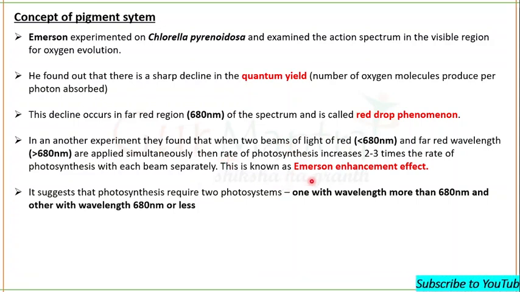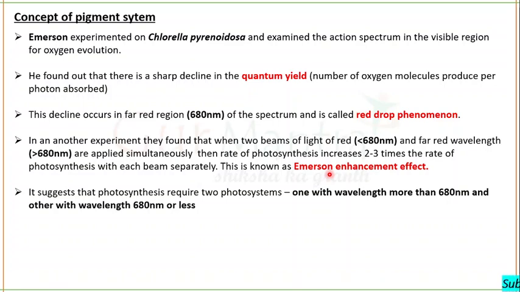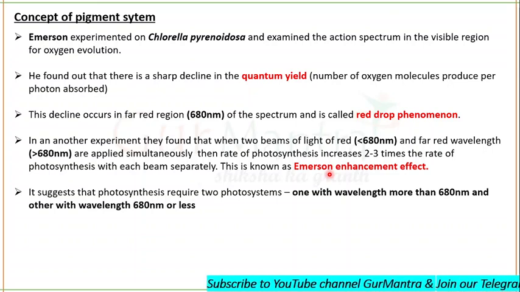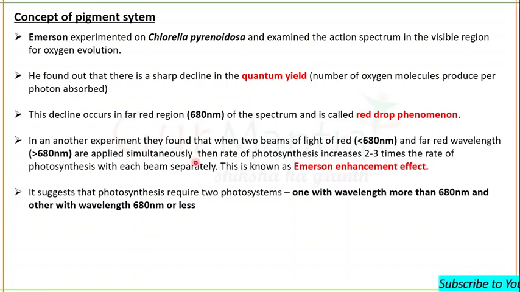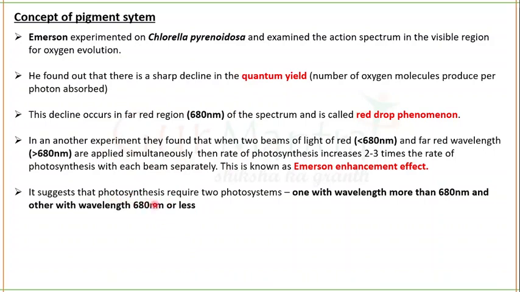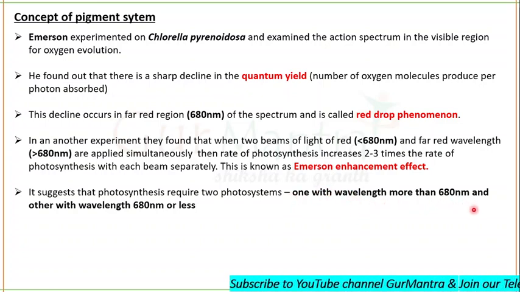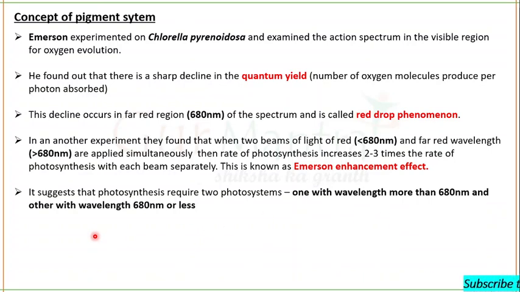And this is what we call the Emerson enhancement effect. So the red drop phenomenon and the Emerson enhancement effect actually came into existence after the experiment of Emerson on Chlorella pyrenoidosa. This experiment suggested that appropriate photosynthesis requires two photosystems, one with wavelength more than 680 nanometer and the other with wavelength about or less than 680 nanometer.